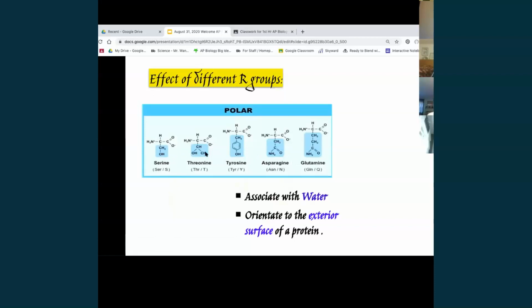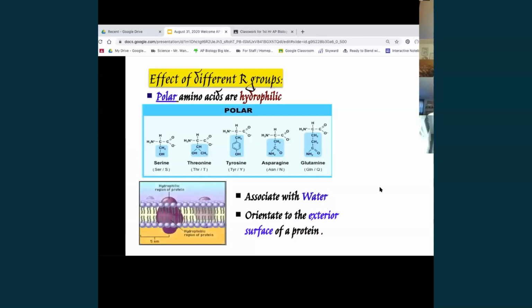So if we see any of those at the end in the R group, that's going to give it a polar property, and therefore it's hydrophilic, which means it likes the water. So it's going to fold outward to the outside of the cell. Or if it's in a membrane, it'll be at the outside of the protein. So it's going to be a surface.